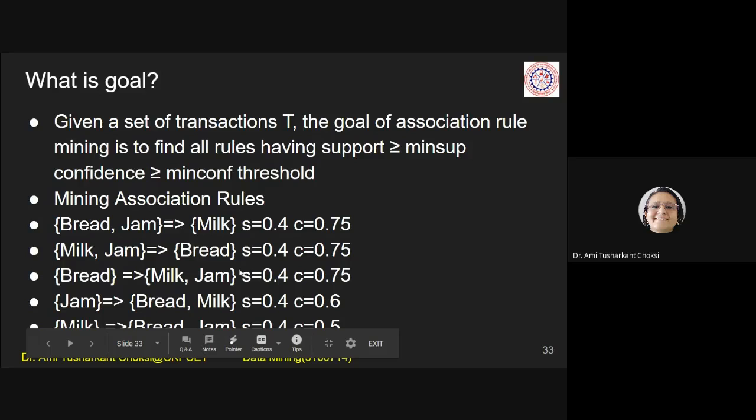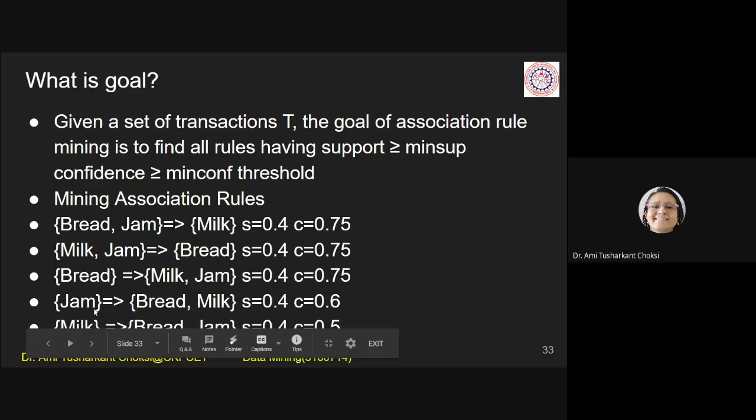Now let's see the other item where you can say bread implies milk and jam, right? So if we say that support is 0.4 only, but the confidence by chance here is 0.75. Let us see one more example.